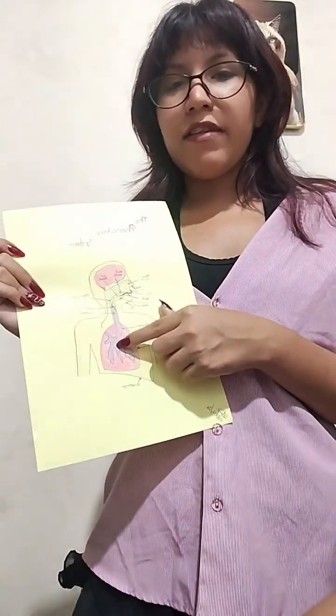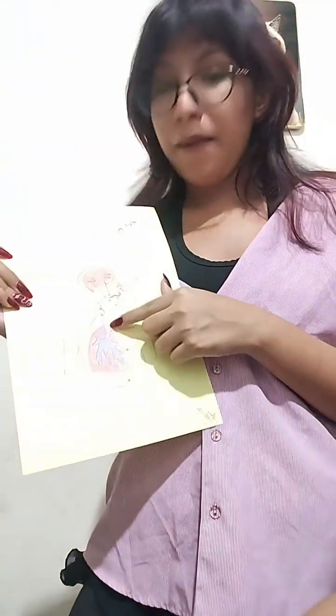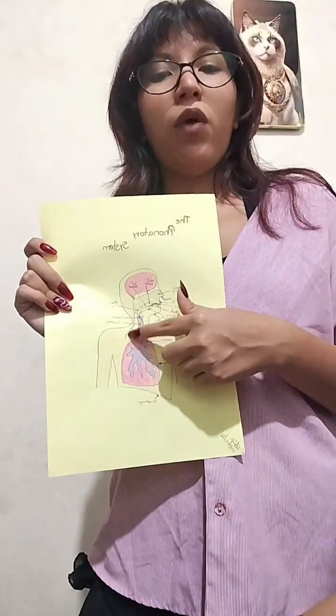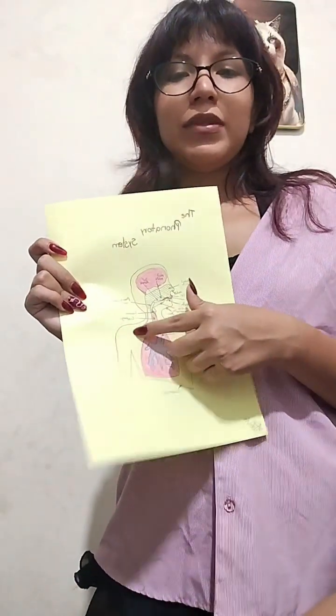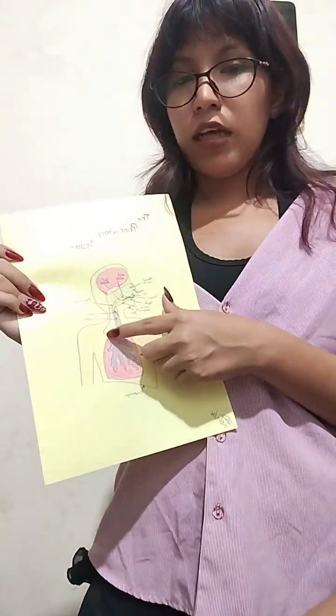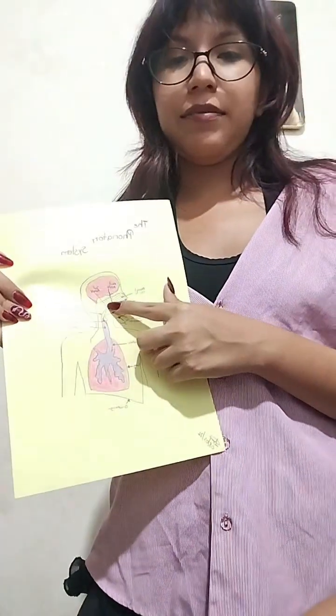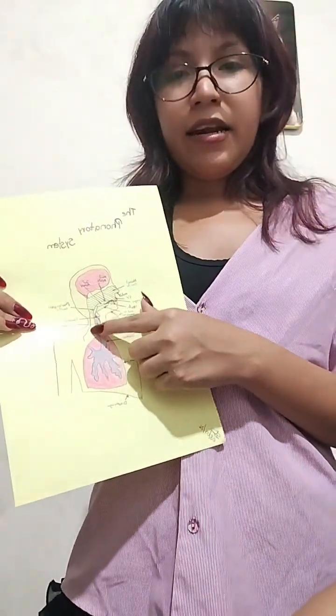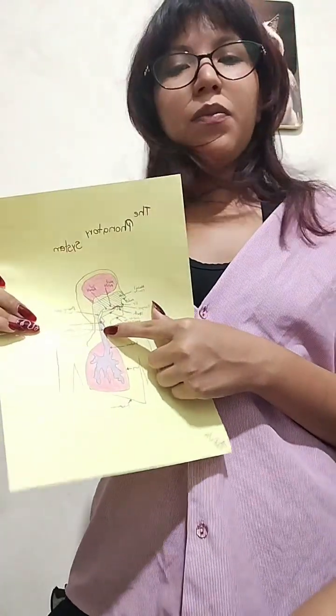The air then travels upward to the trachea. The trachea, also called the windpipe, is the tube that carries air from the lungs to the upper parts of the phonatory system. Next, the air reaches the larynx, which is also known as the voice box.